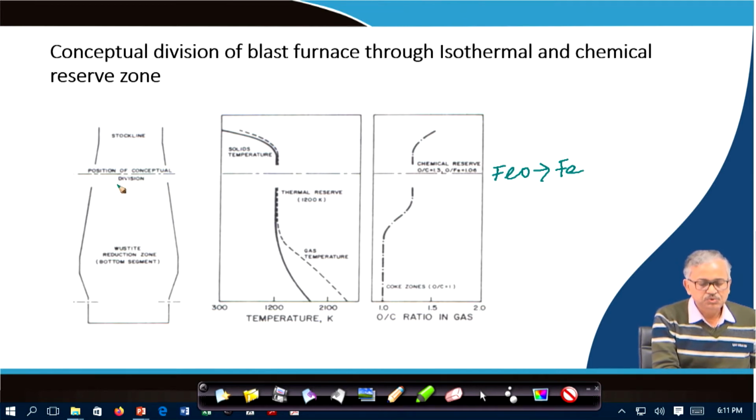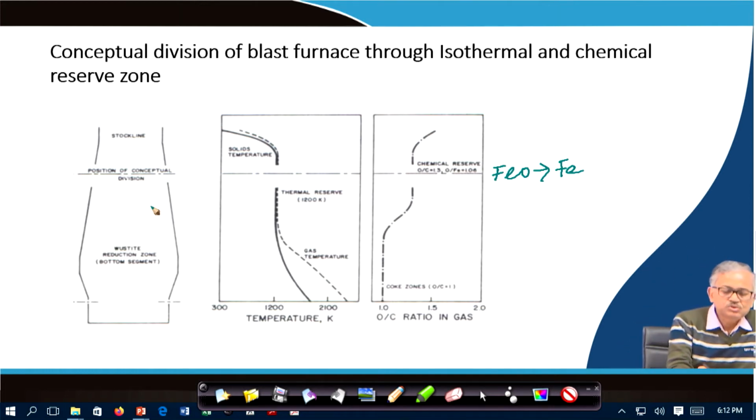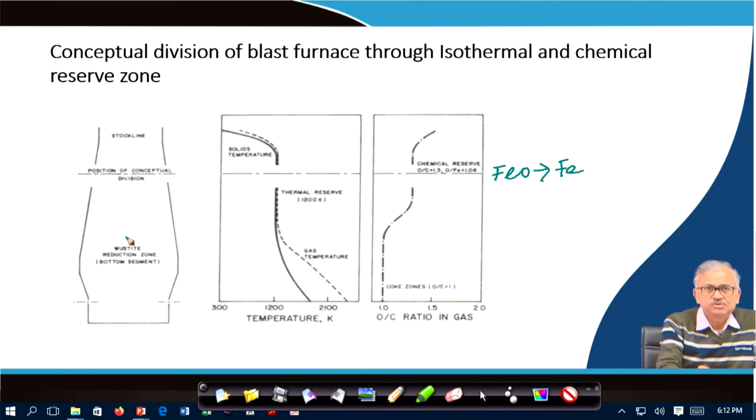So, this portion comes to an equilibrium also. So, I can separately make a heat and material balance on this, which is also called the Wüstite reserve zone. This portion is called the Wüstite reserve zone, because Wüstite FeO and Fe come into equilibrium in this zone. Okay? And also I can do a separate heat balance.